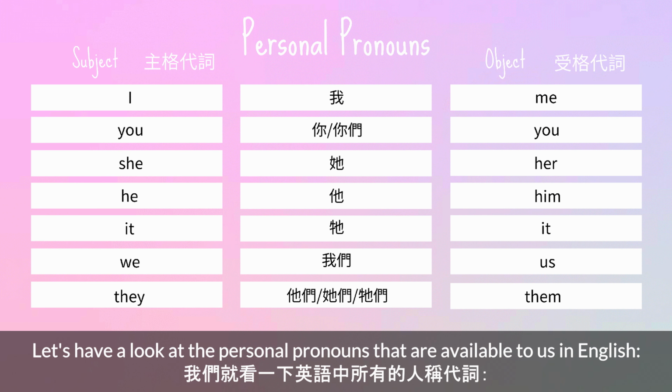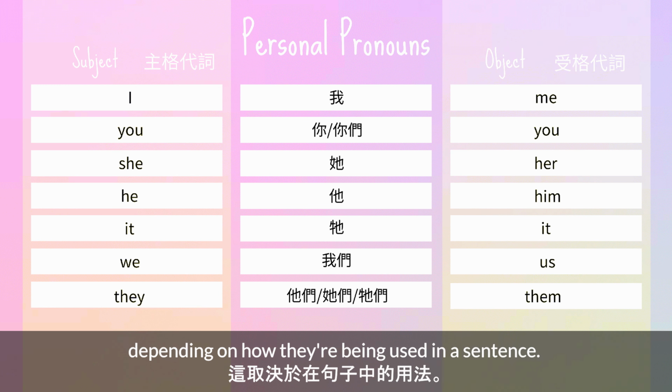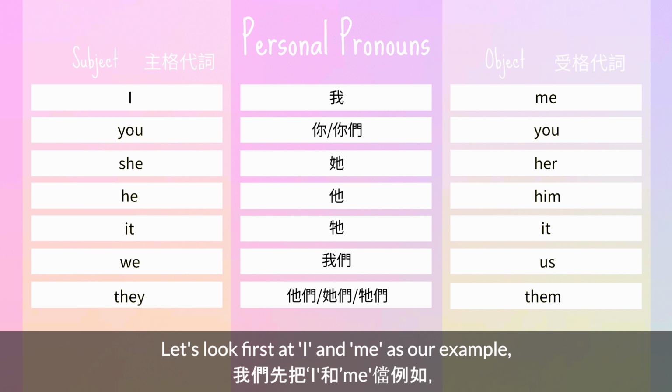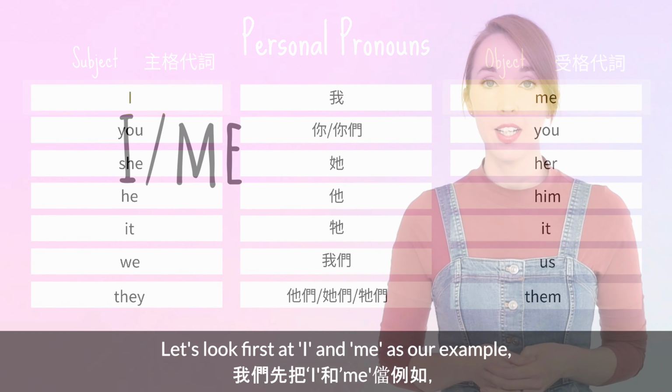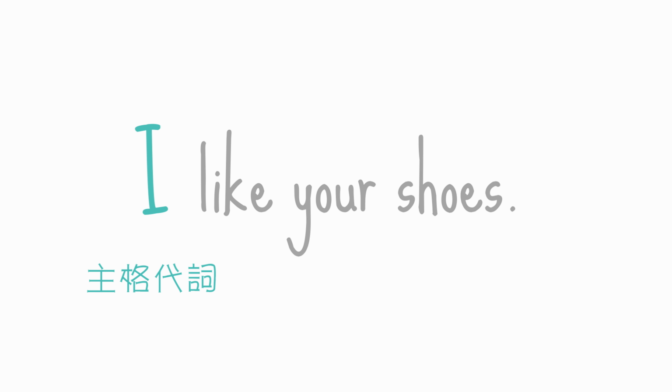Let's have a look at the personal pronouns that are available to us in English. In the table you can see that there are different types of personal pronoun depending on how they're being used in a sentence. Let's look first at I and me as our example and see what happens when we use them in a sentence. I like your shoes. Not me like your shoes.